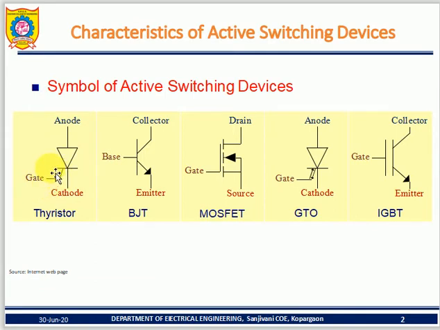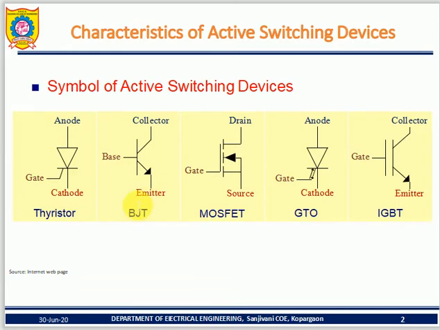With respect to the construction, the gate is very close to the cathode. That's why the symbol is drawn that way: the gate is near the cathode terminal. Next, the bipolar junction transistor. The transistor consists of three terminals: base, collector, emitter.